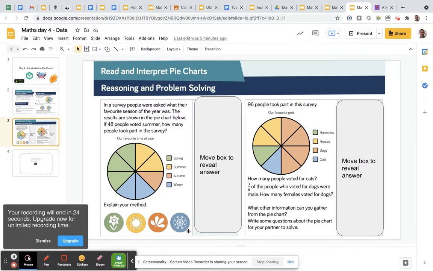The key here is for you to be explaining every step of your thinking, not just giving us the answer. Just giving us the answer is no good. We could just move the box for that. We really want to see your understanding and your thinking before we get into more difficult pie charts.